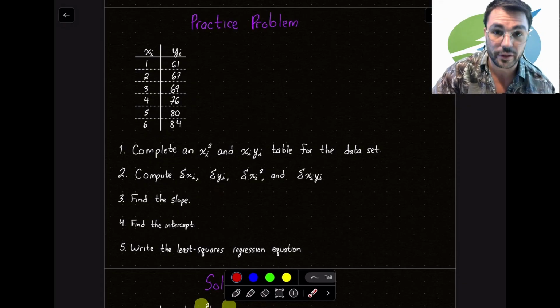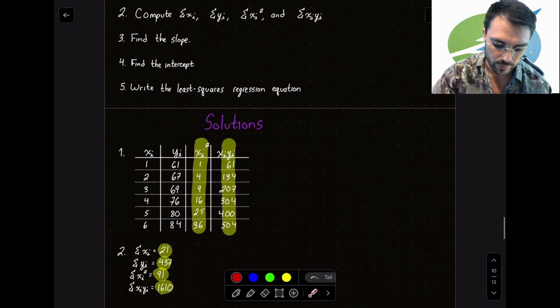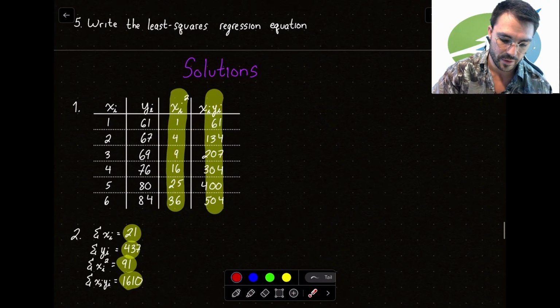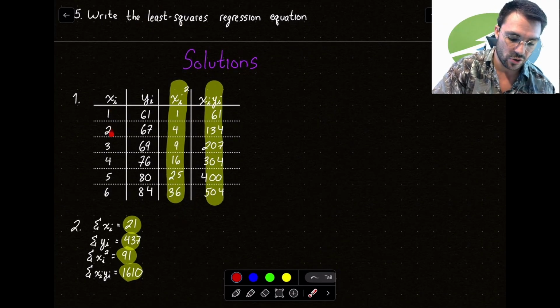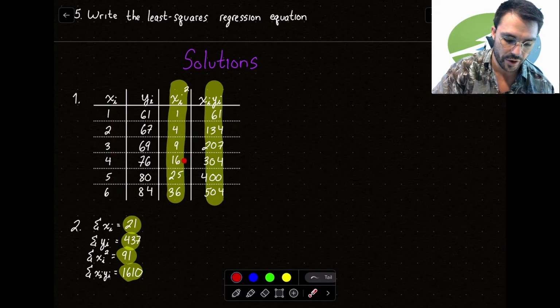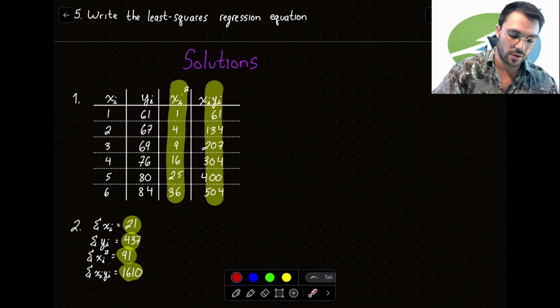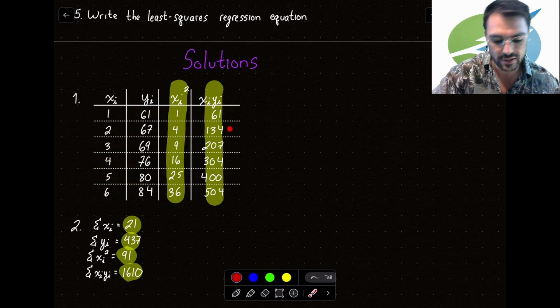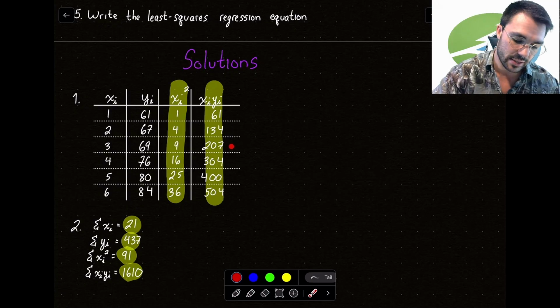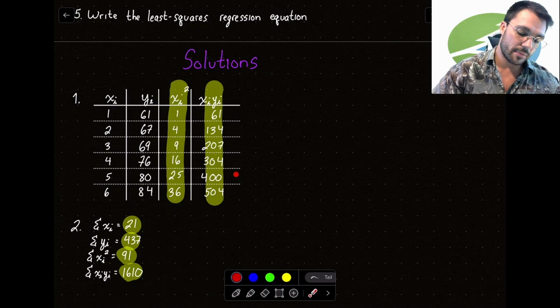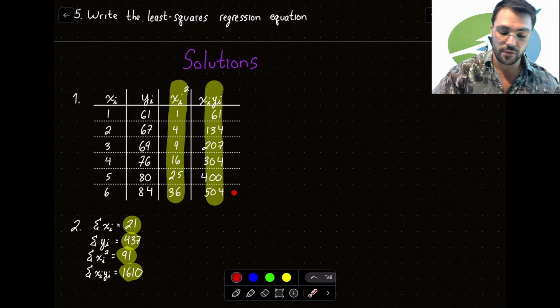Cool. All right. Let's take a look at the work. So, step 1, got to make the tables. X sub i squared is all of these terms squared. 1 squared is 1, 2 squared is 4, 3 squared is 9, 4 squared is 16, 5 squared is 25, 6 squared is 36. Second column, x sub i times y sub i. Find the product of these 6 rows right here. 1 times 61 is 61, 2 times 67 is 134, 3 times 69 is 207, 4 times 76 is 304, 5 times 80 is 400, and 6 times 84 is 504.